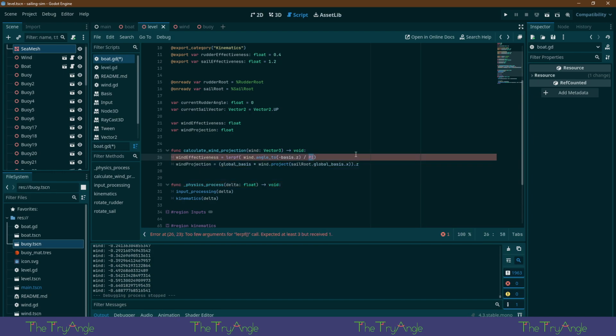Let me think here. Angle 2. No, not pi. Because we want it to be maximum when they're aligned. And if it's the angle 2, it'd be 0. So 0 is when they're aligned.